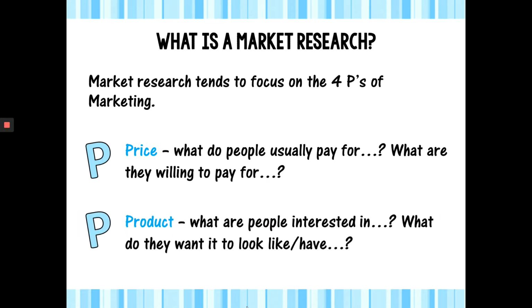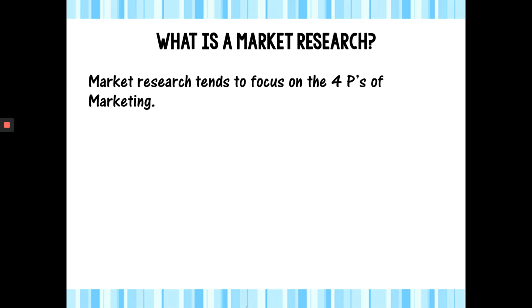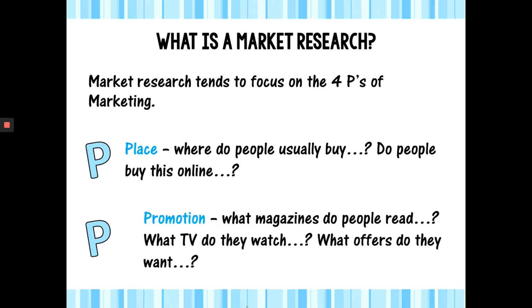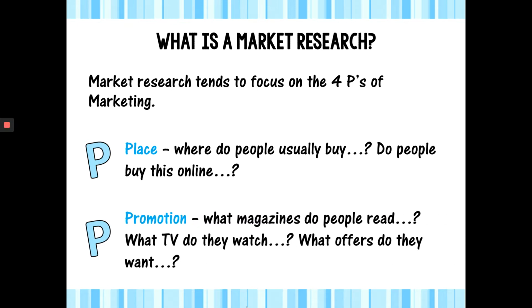Price is what people pay or what they are willing to pay. Product is the actual good or the actual service which you are selling to the customer. And then we've got place and promotion. Place is the actual location where people buy. So do they buy online or do they buy from a retail outlet? And promotion is how a business makes customers aware of the products and services they've got to sell. So what magazines do people read? What TVs do they watch, etc.